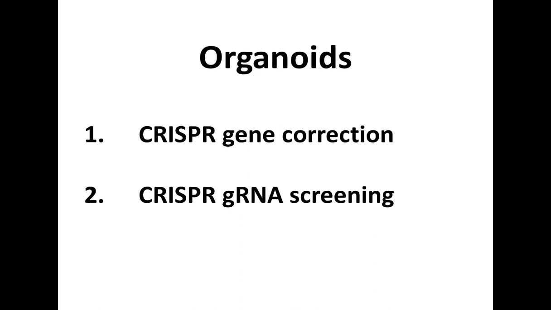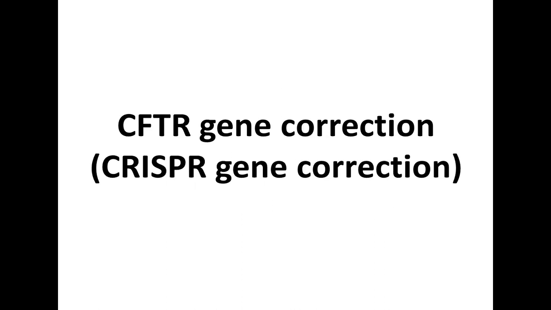So today, for the main part, I prepared two stories. The first one is already an old one, but I think it's a very nice one for you to know. This is about the first example of CRISPR gene correction that we tried in adult human organoids. And the second one is how we can utilize the CRISPR system to perform gRNA screening in organoids.